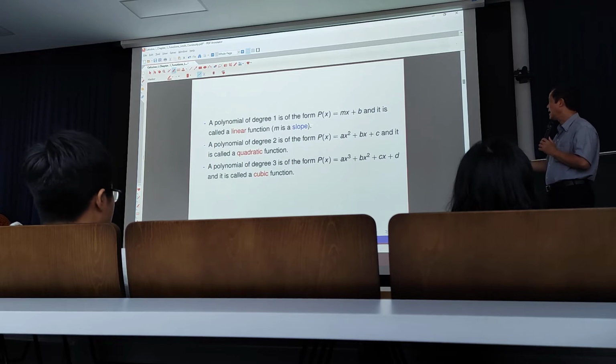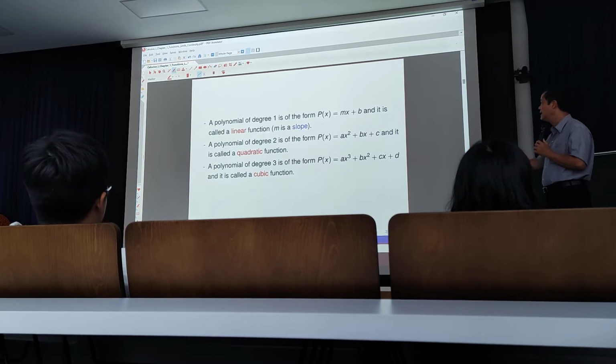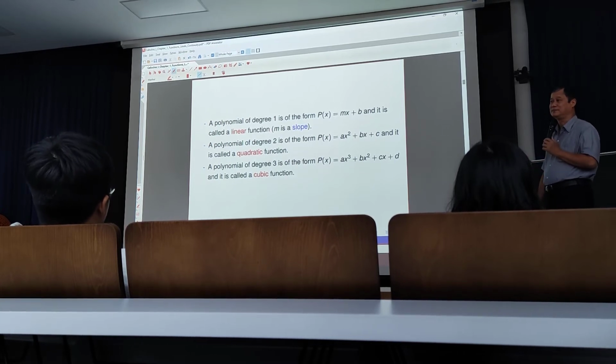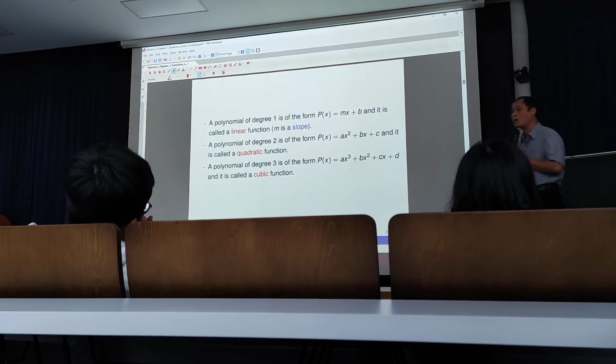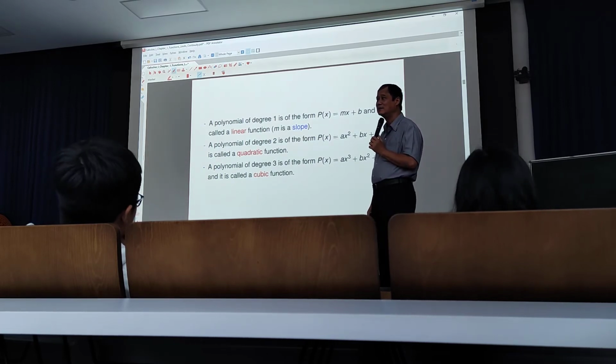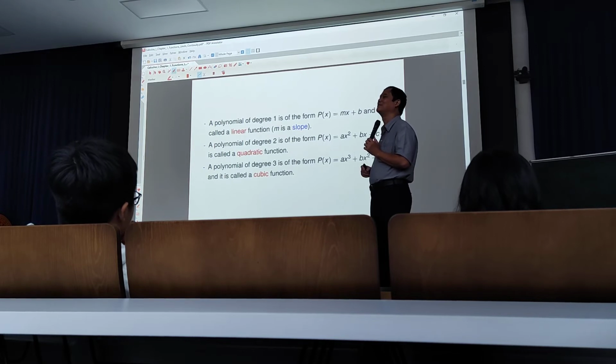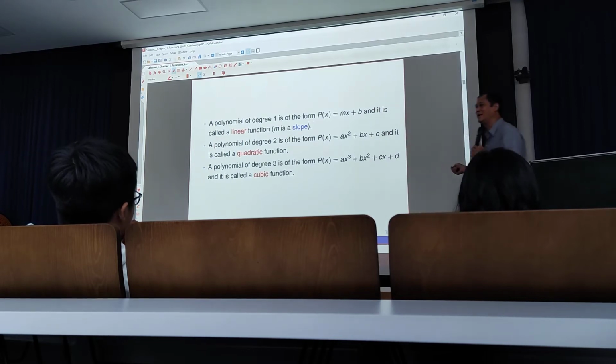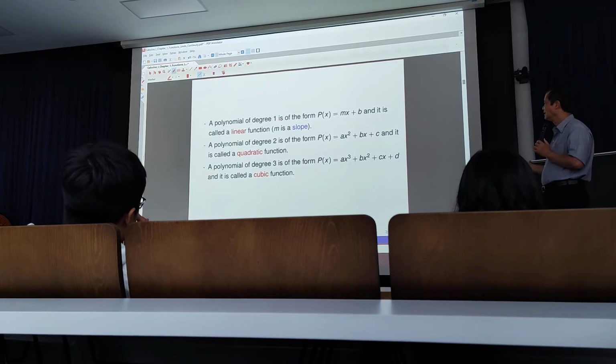Degree 1. Then this function, or polynomial, is called a linear function. Hàm số bậc 1 thì được gọi là hàm số tuyến tính. M is the slope. What is slope? Tiếng Việt là gì? Hệ số gì? Yes, hệ số góc. Hệ số góc của cái đường thẳng này thì ta gọi là slope trong tiếng Anh.